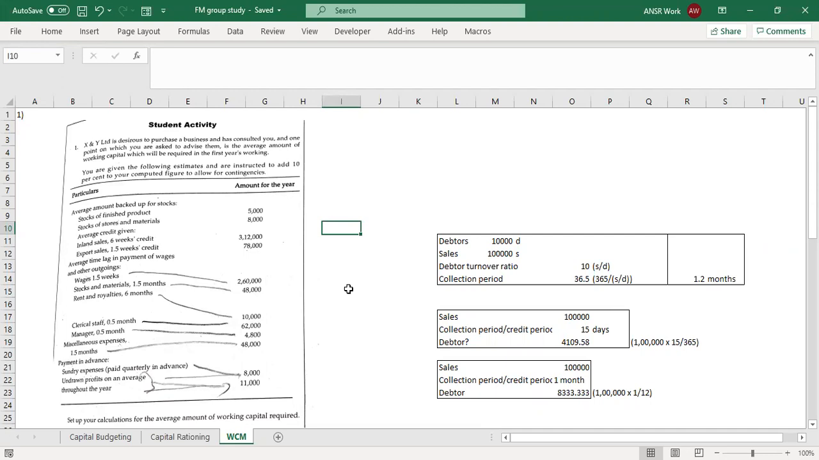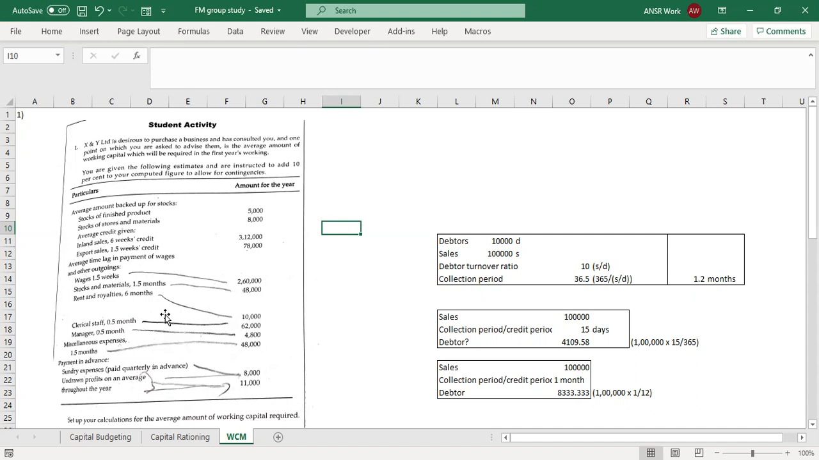So what we have been doing is going through item by item. The first two items we read were stocks of finished goods and stocks of stores and materials. Those two are current assets only, and as no number is given, that means the value is given itself. So finished product is 5,000 for the whole year. Stocks of stores and material is 8,000 for the whole year. So we don't have to do anything.